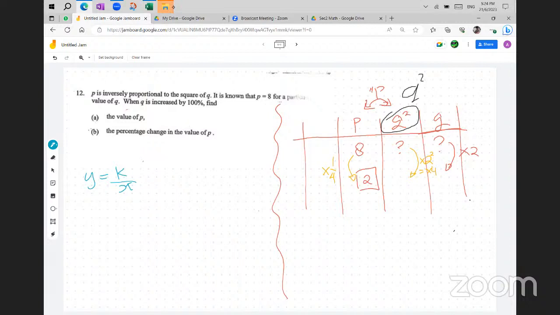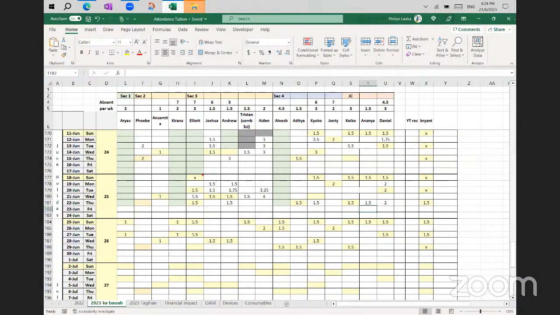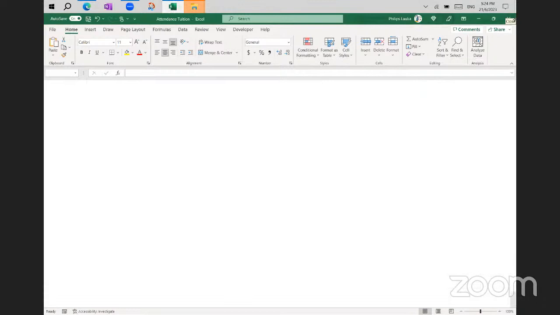Let me close this first. It's very slow, yeah? Let me close something first so that it's not so slow. Please wait for a while, yeah? Much better.